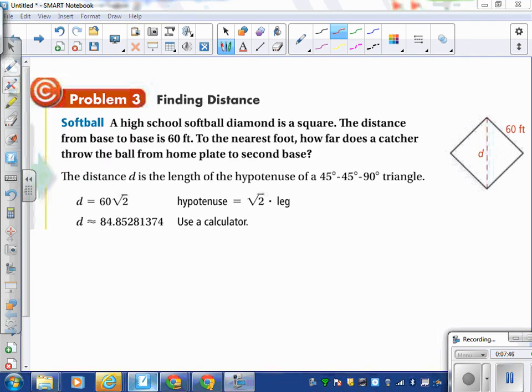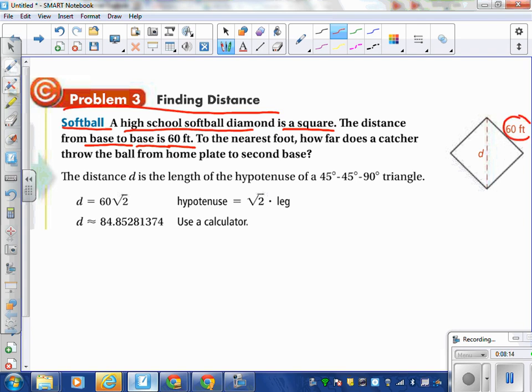Okay, let's take a look at problem number 3. Finding the distance. You're probably thinking, when am I ever going to use this formula to mean anything? Well, let me tell you when. If you're looking at a softball field, a high school softball diamond, it's a square. The distance from base to base is 60 feet. I'm underlining my key facts, 60 feet, which goes with the 60 in that picture to the side. To the nearest foot, how far does a catcher throw the ball from home plate to second base?